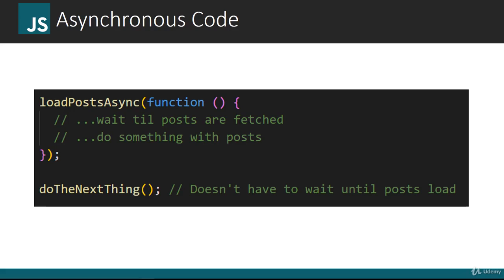Alright, so now let's take a look at some asynchronous code, okay? Basically the same example, but in an asynchronous version. In this case, instead of just pulling the posts out of a synchronous function, we're passing in a callback function, which is just one method for handling asynchronous code. This callback will run and fetch the posts and allow us to do something with the posts, but the do the next thing function does not have to wait until the posts are fetched and loaded. Alright, so the program isn't blocked and it will simply just keep going.